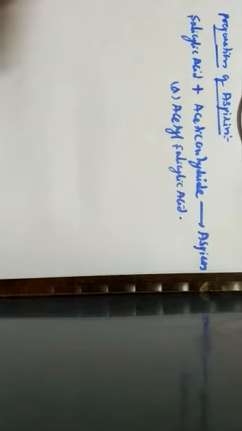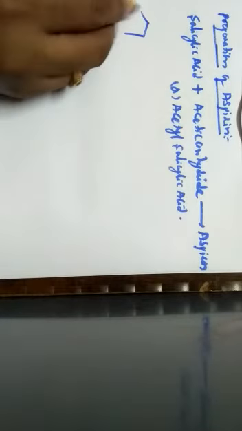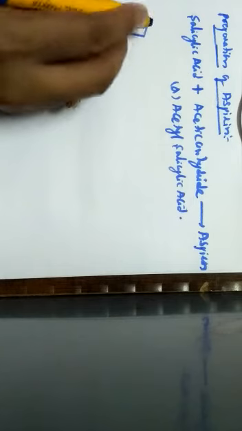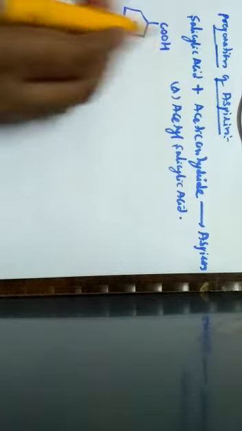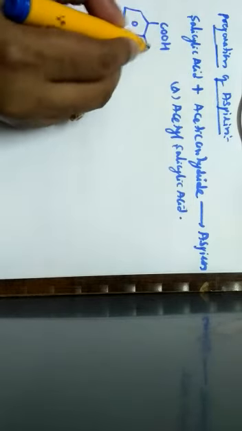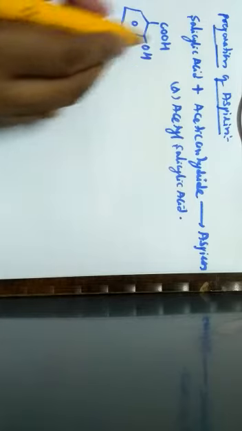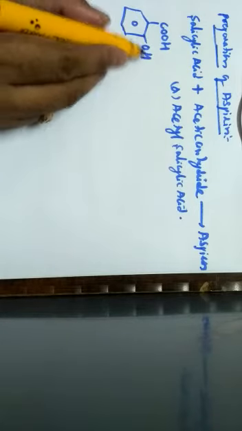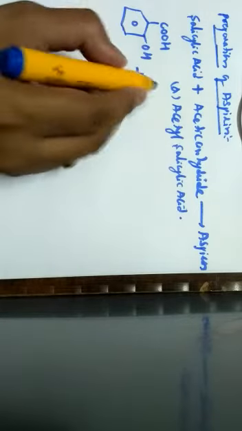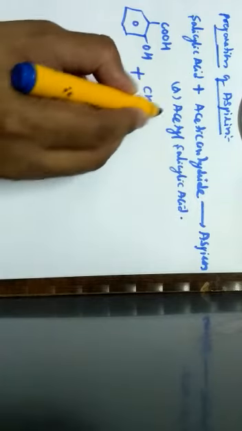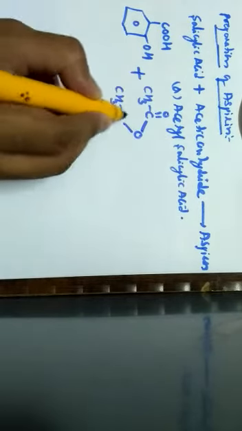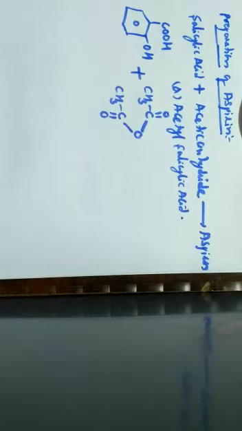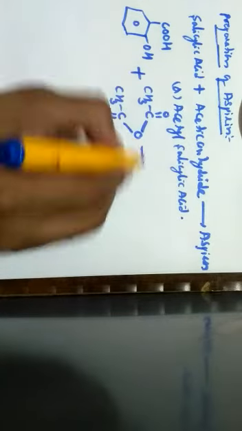So how the reaction will take place, let us analyze. First one should know the formula of salicylic acid. According to the name, acid indicates it has a carboxylic group. So salicylic acid has two functional groups present in it: one is a carboxylic group, another one is a phenolic group, that is OH. When it is made to react with acetic anhydride, that is CH3CO-O-COCH3, this is the formula for acetic anhydride.